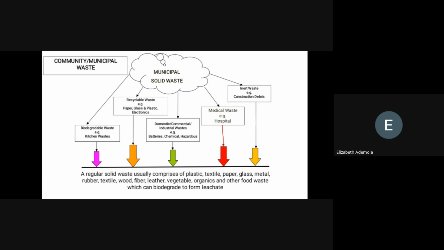You will discover that all the kinds of waste here are generated. Look at an example: we have biodegradable waste, which someone talked about before. Those are our food waste, our greens, our grasses, and our kitchen waste. Then we have recyclable waste.